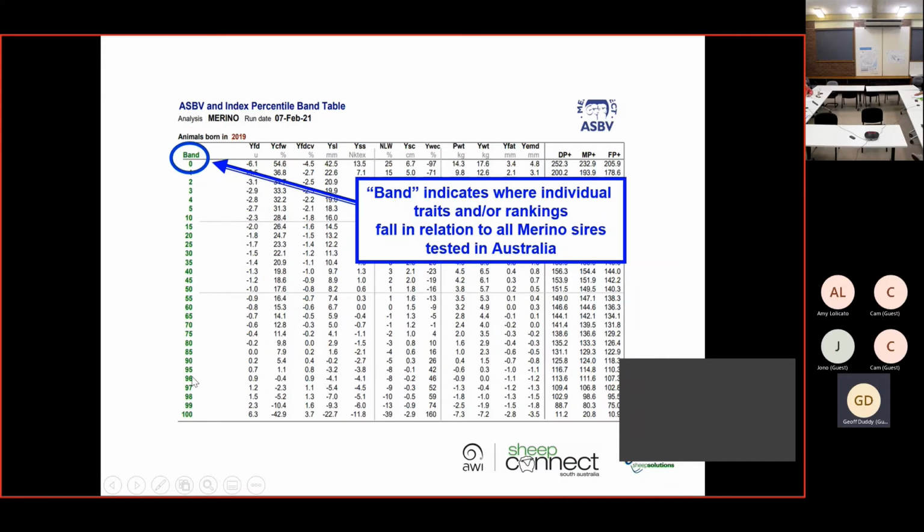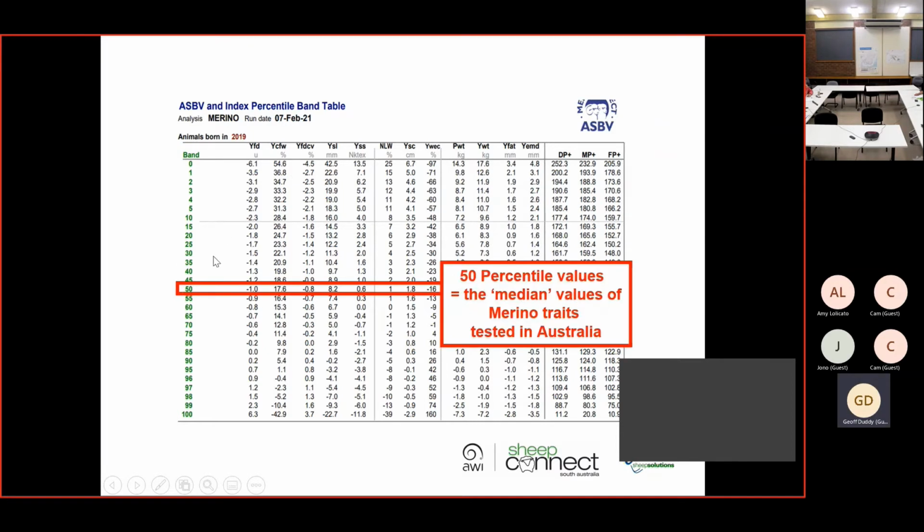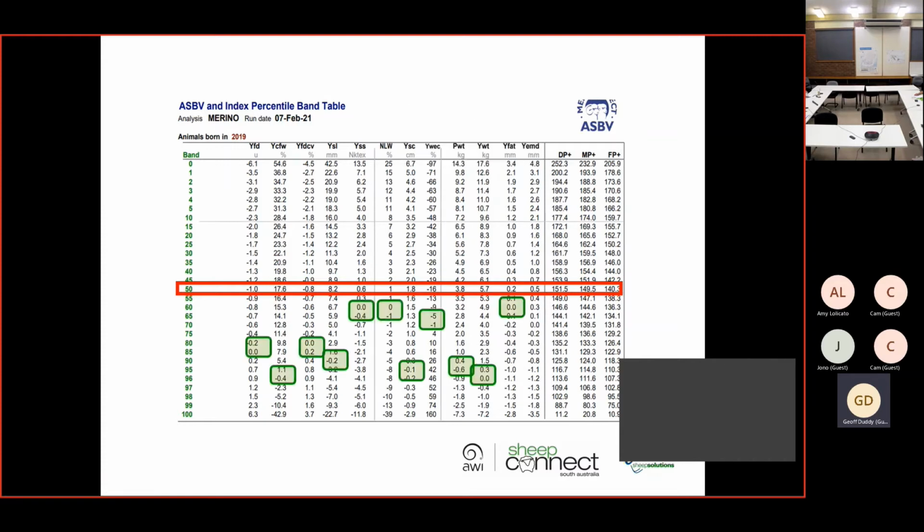This band down this side indicates where the individual traits or rankings fall in relation to all the Merino sires tested in Australia. This 50 percentile value range here is the median value of Merino traits tested in Australia. It's pretty much an average value. We call it average. As I mentioned before, 0 is the average of all traits in the database back to year 2000. This is where they currently sit. So that's the average Merino sire in Australia. They're pretty well all below that, as expected, because of the progress that we actually make.